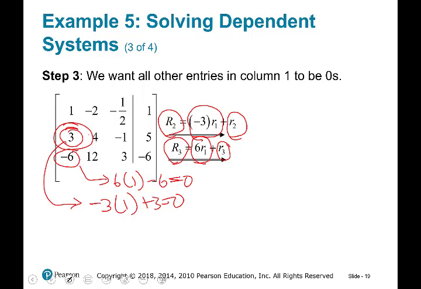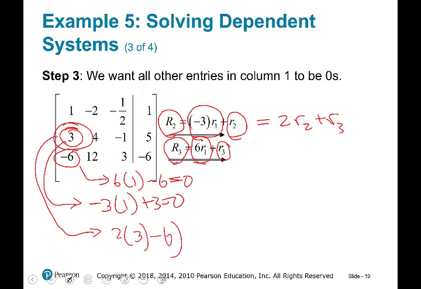There are many ways to do it. For example, another way to do that, you could have taken 2 times row number 2 and add row number 3. It will be the same, right? Because here you get 2 times 3 minus 6. You could also do that. I would have preferred to do this. Why? Because I don't have to deal with this fraction anymore. So let's see how that goes.